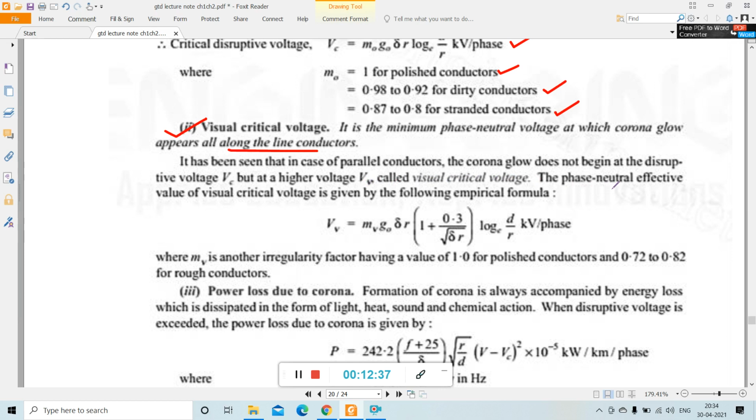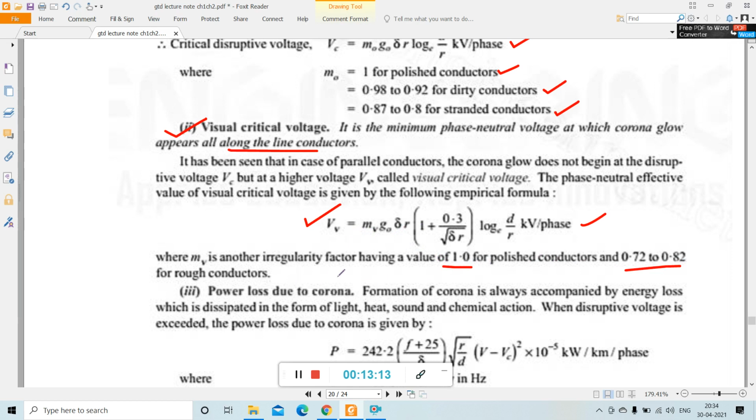So the phase neutral effective value of visual critical voltage is given by this formula: Vb is equal to Mb G0 δ R (1 + 0.3 divided by root over δ R) log base e d by R kV per phase. So this is the formula for visual critical voltage. And here Mb is also the irregularity factor, and δ is the air density factor. Here Mb is taken as 1.0 for a polished conductor and 0.72 to 0.82 for a rough conductor.